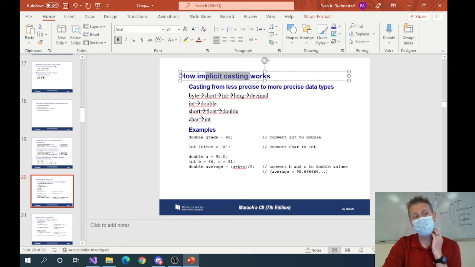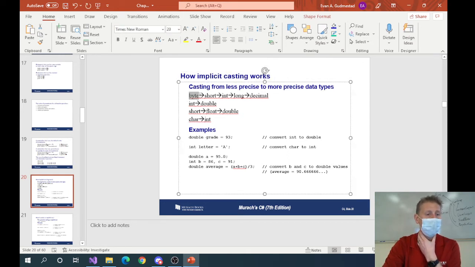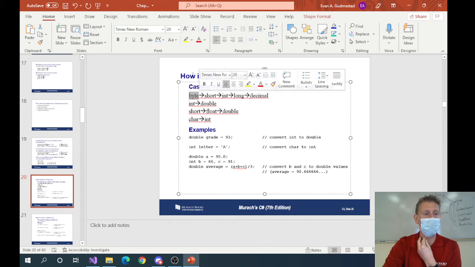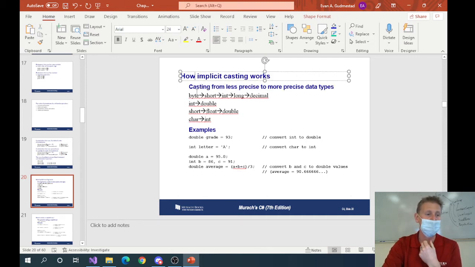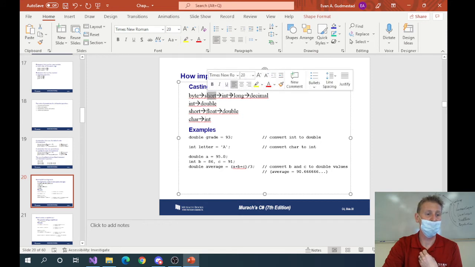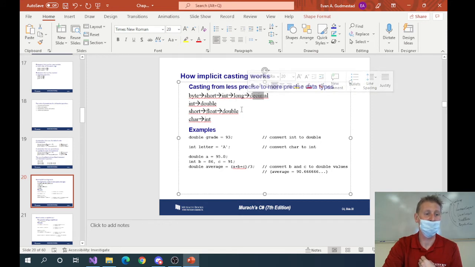So here's some implicit casting. We talked about implicit casting. Again, implicit meaning automatic. So bytes can be converted up to short, can be converted up to ints, longs to decimals. So again, these are all widening conversions. Ints can be automatically converted to doubles, shorts into floats, and then into doubles. Chars can be converted into ints. That's an interesting one. Chars can be converted into ints.